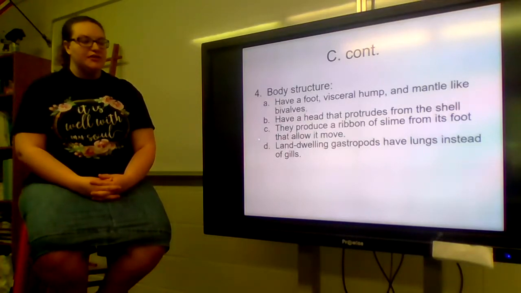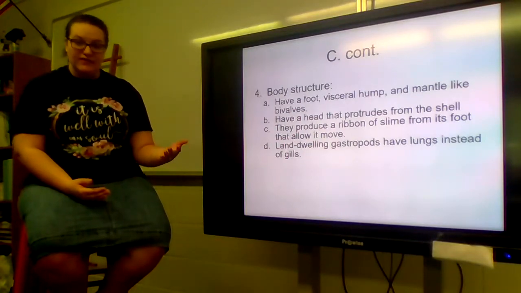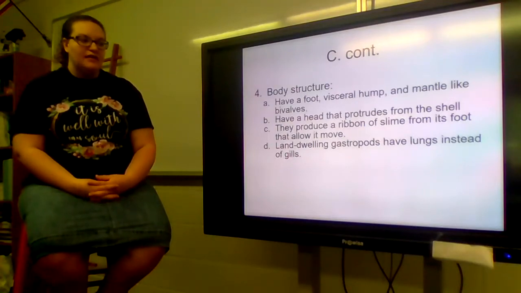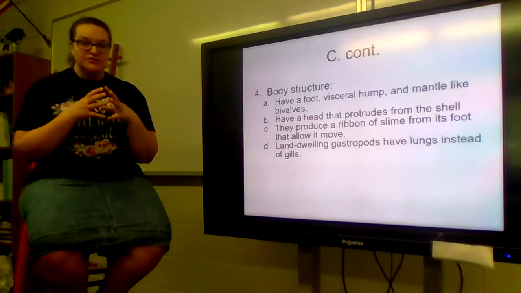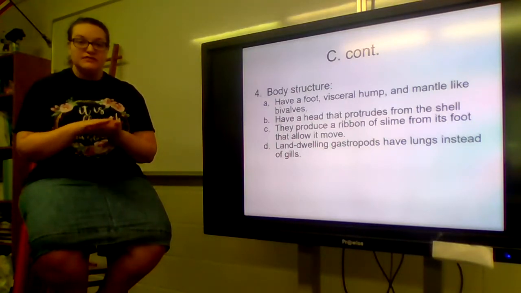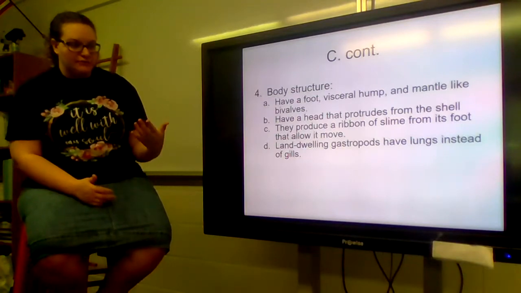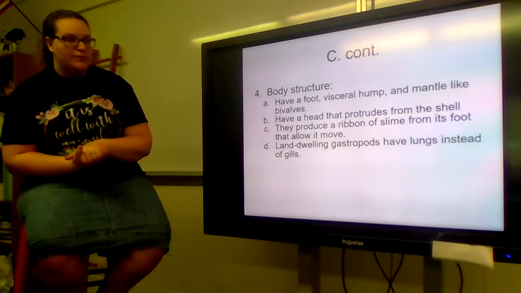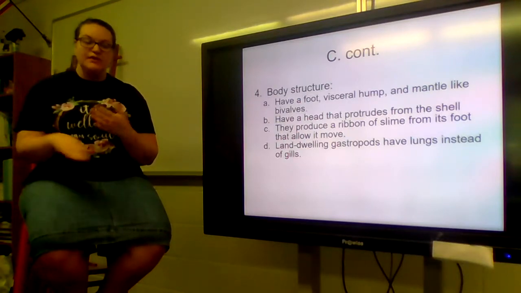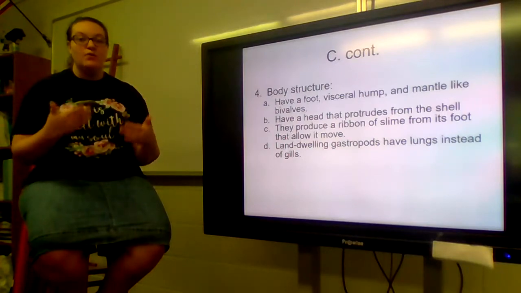Basic body structure here. They have a foot, a visceral hump, and a mantle, just like bivalves do. But instead of their foot being inside their shell, their foot is actually located on the bottom of their body along their stomach region. They have a head that protrudes from the shell. And they produce a ribbon of slime from their foot, which is located along their stomach, which allows them to move. If they don't secrete this slime, they're not going anywhere.